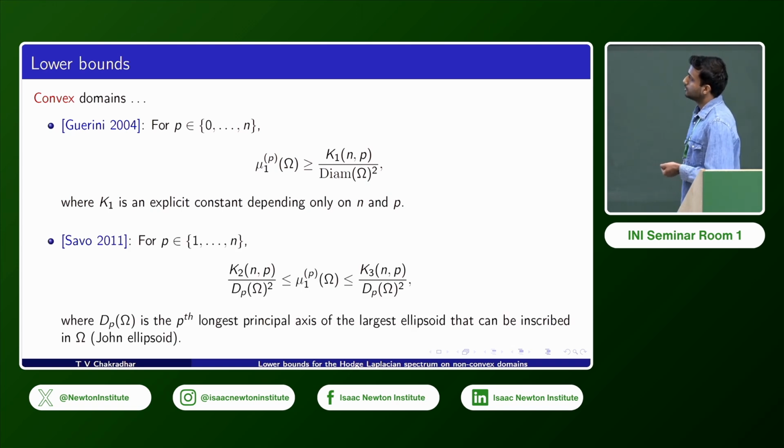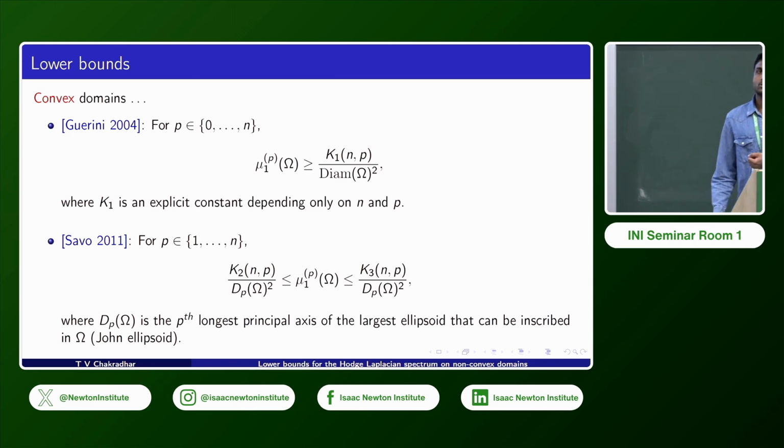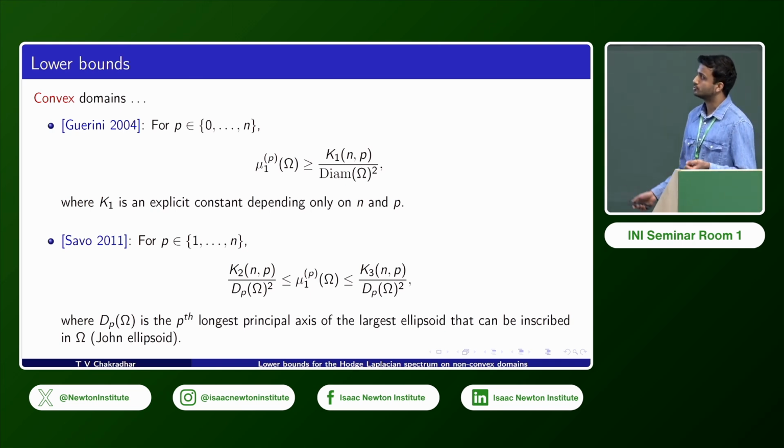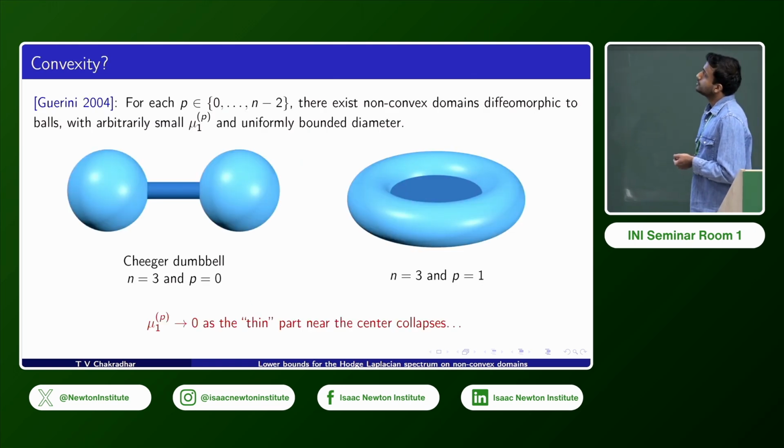You also have a result by Savo, which says that this goes roughly as 1 over d_p squared, where d_p is the p-th longest principal axis of the so-called John ellipsoid. For instance, d_1 corresponds to the diameter of the domain, and d_n corresponds to the inner radius. And we also know that convexity is required.